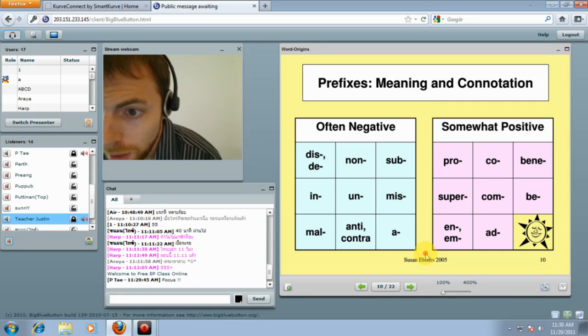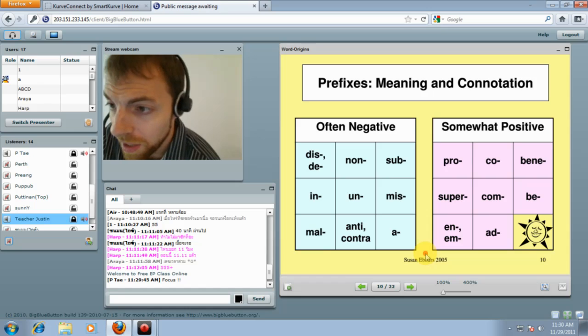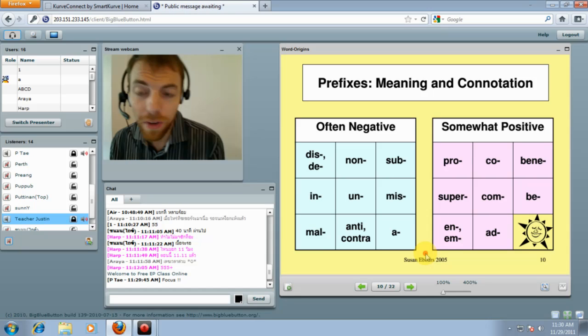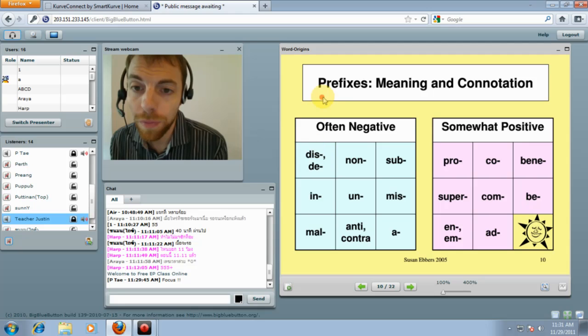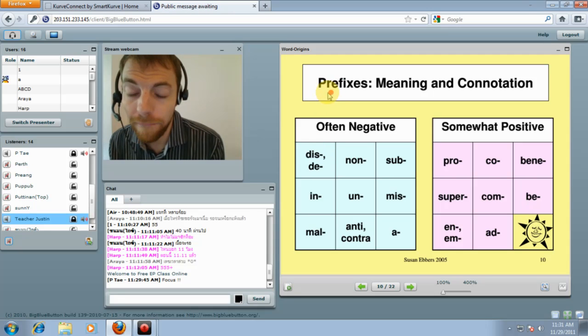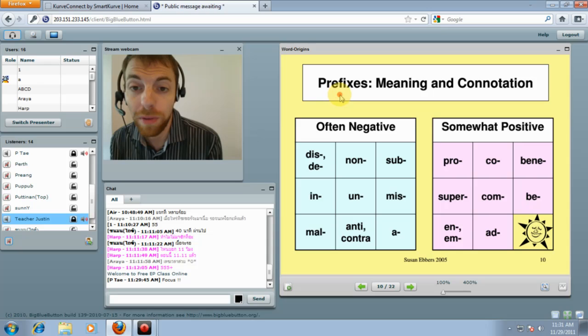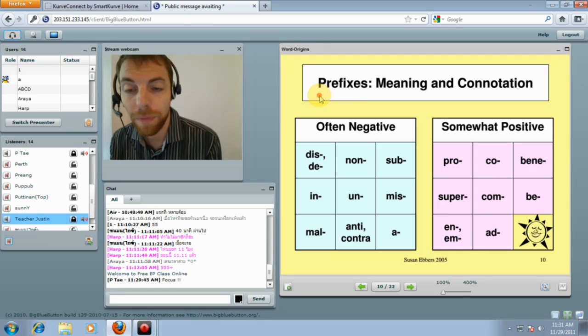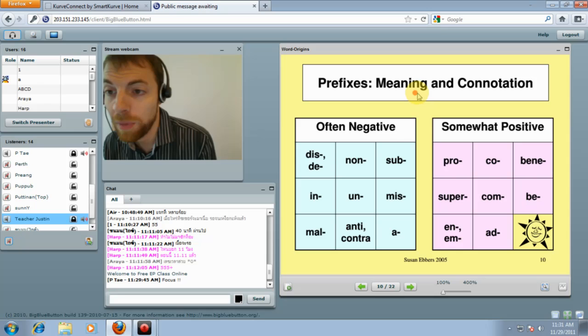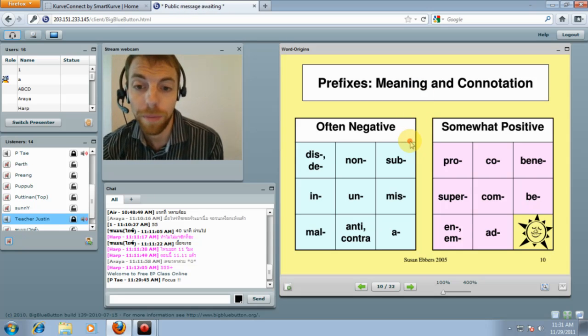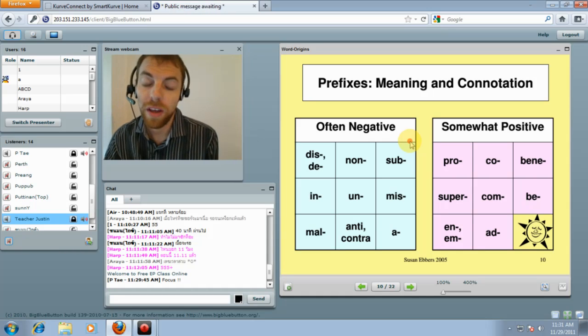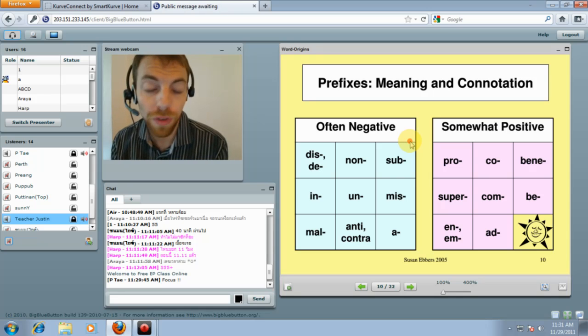Prefixes. And this is about the meaning and connotation. So a prefix is something that comes in the beginning, the start of a word. Actually, pre is a prefix, meaning beginning. So a prefix comes at the beginning of the word, and it can change the meaning of a word. And we add a prefix to a base word or a Latin word, or a root, we call it.